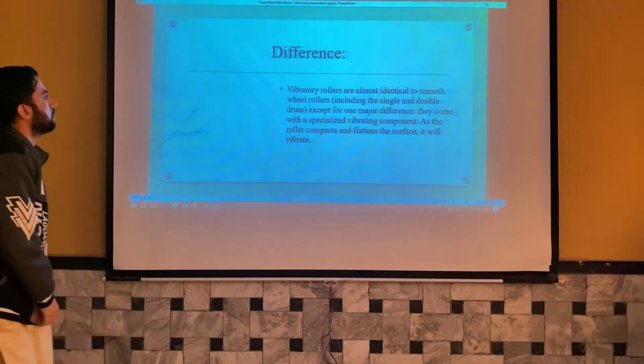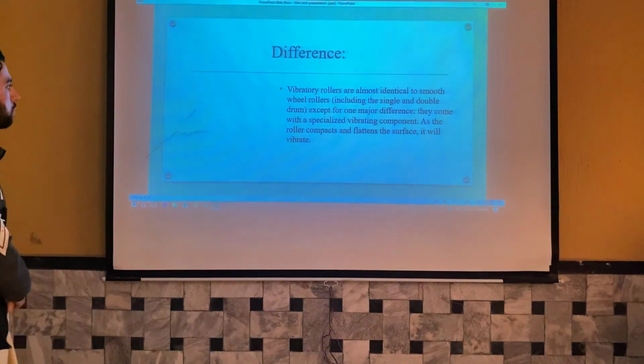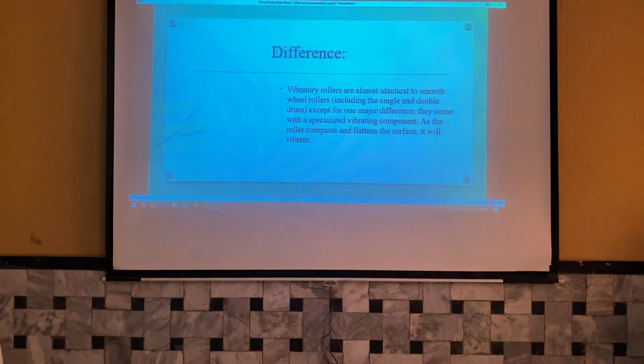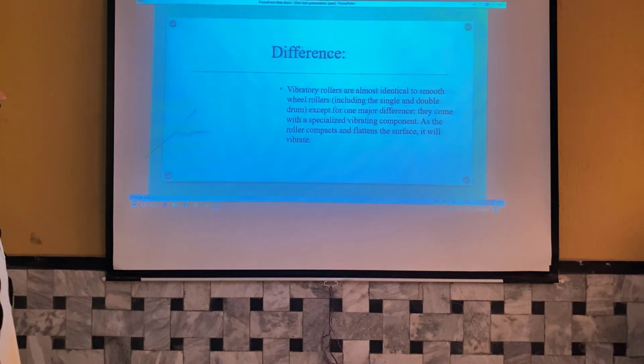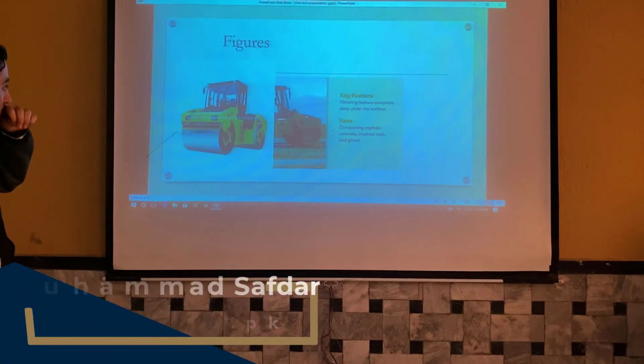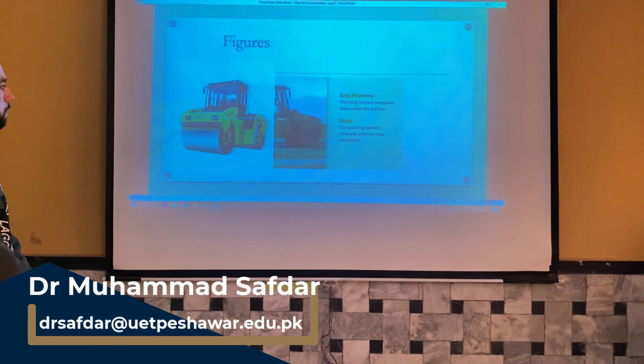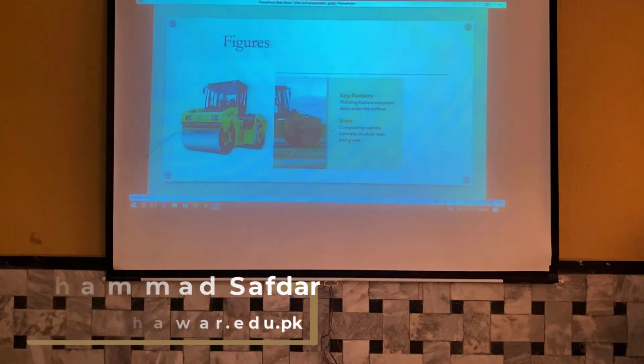My talk is about the difference between vibrating rollers and smooth wheel rollers. Vibrating rollers are almost identical to smooth wheel rollers, including the single and double drum, except for one major difference. They come with a specialized vibrating component inside the roller. It vibrates deep under the surface, and it uses a compacting technique with water and gravity.